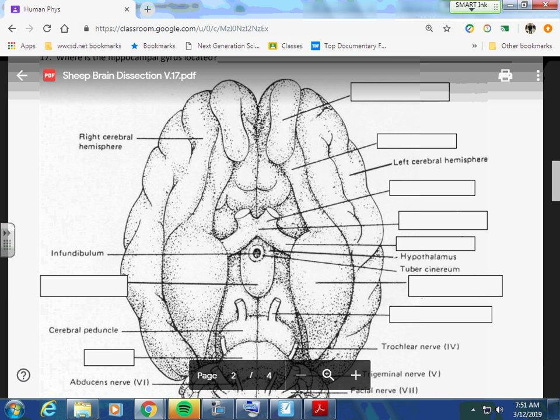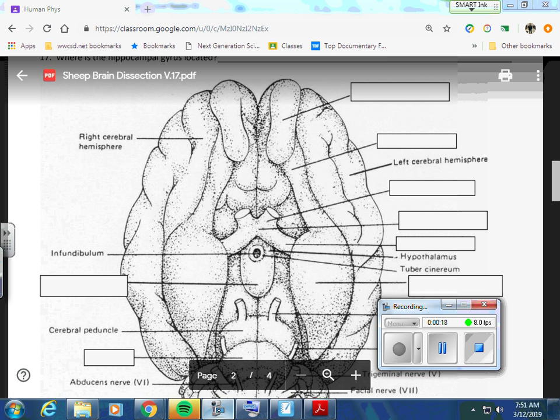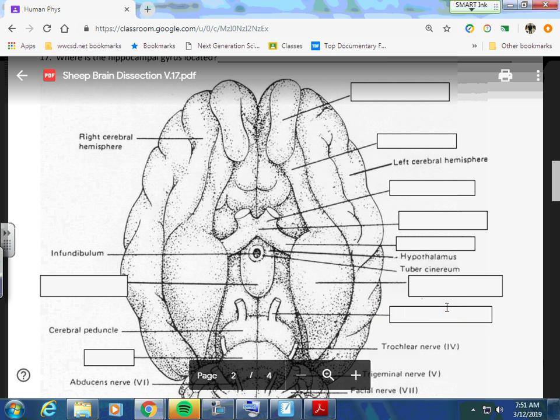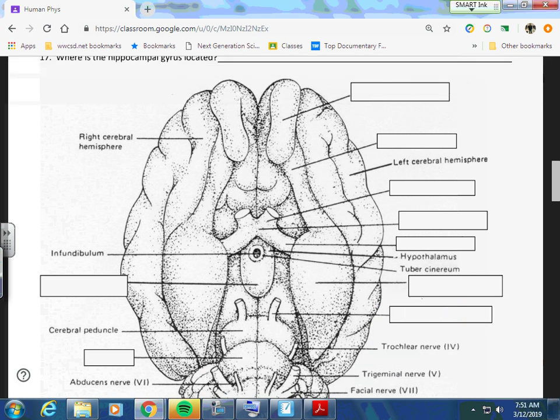All right, so looking at this diagram, what we're going to be looking for on the bottom side of the brain, aka the ventral side. You want to be able to, when I come around and ask you questions, or if I were to quiz your group, point to these things. Some of them are going to be more obvious than others. Those would be the things that I focus on most.